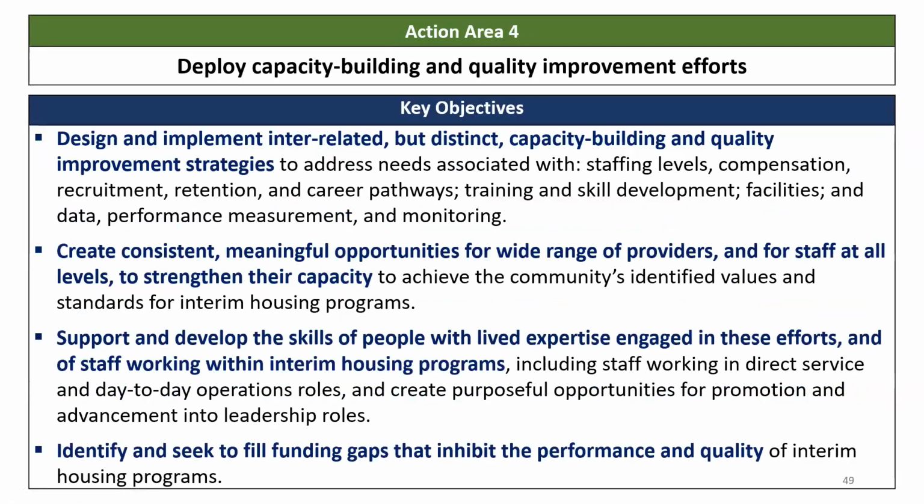Action area 4 is where you deploy capacity building and quality improvement efforts. You'll especially want to focus on addressing the capacity of organizations and programs to achieve the values and standards that your community has identified, with an approach that is not about blaming programs, because we don't want to do that, but rather recognizes that they likely have not had access to resources and supports they've needed. You'll especially want to focus on addressing concerns and recommendations that people with lived experience have prioritized. And as you can see, the objectives are here. You can visit the document to further your knowledge. Next slide.